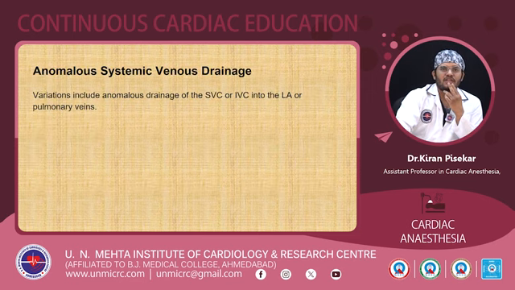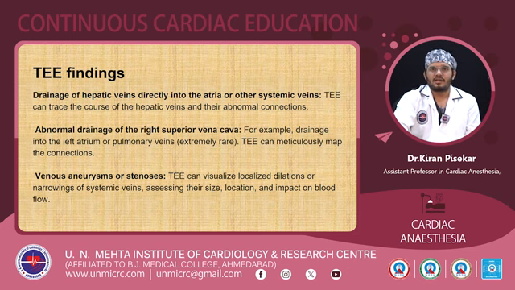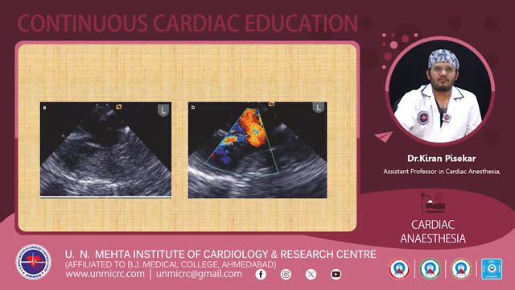Anomalous systemic venous drainage. Variations include anomalous drainage of SVC or IVC into the LA or pulmonary veins. Now in this we can demonstrate various TEE findings, including drainage of hepatic veins directly into the atria or other systemic veins, and abnormal drainage of the right superior vena cava, for example. So the right superior vena cava can be found draining into the LA or for that matter into the pulmonary veins, which is very extreme and very rare. Again we can also find venous aneurysms or stenosis. So TEE can visualize localized dilatation or narrowing of systemic veins. We can assess their size, location and impact on blood flow.